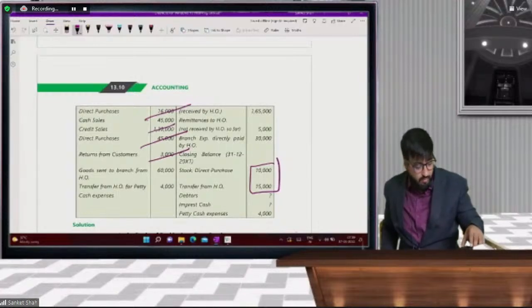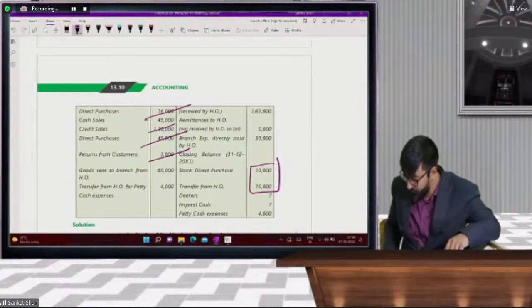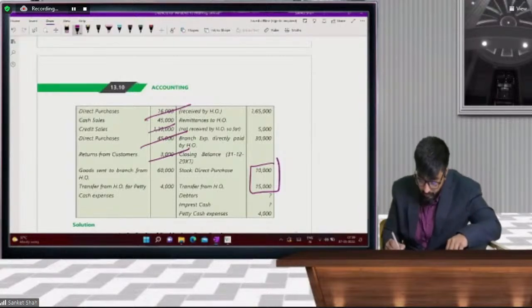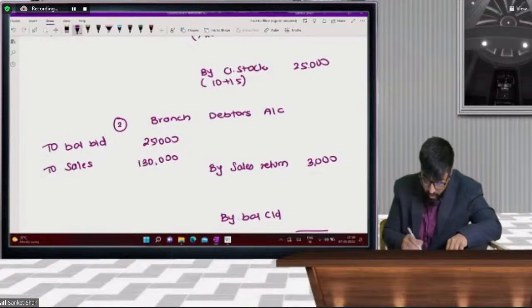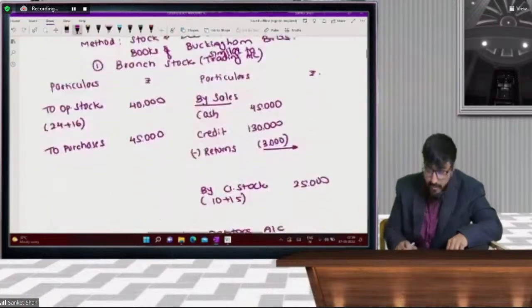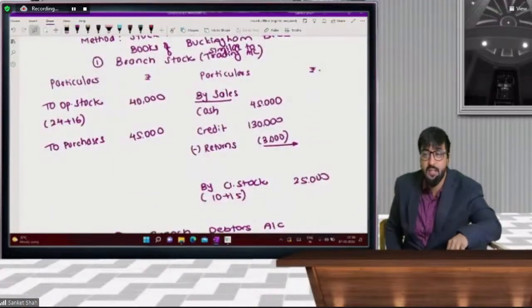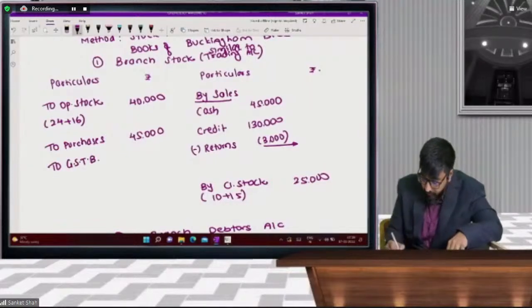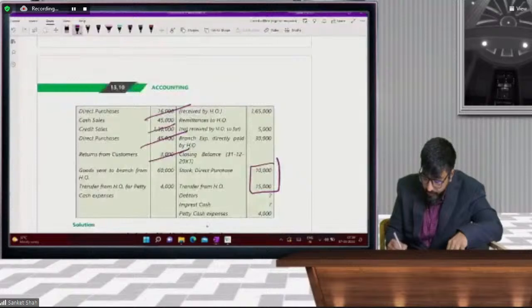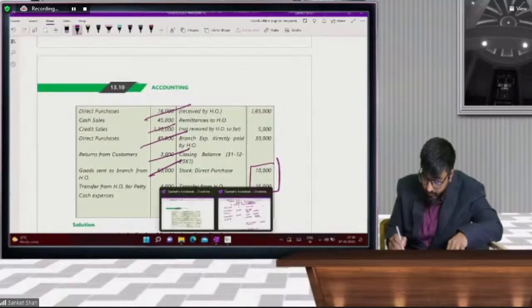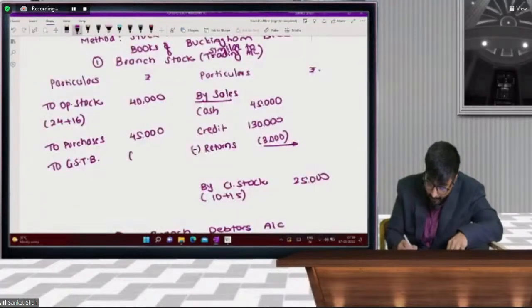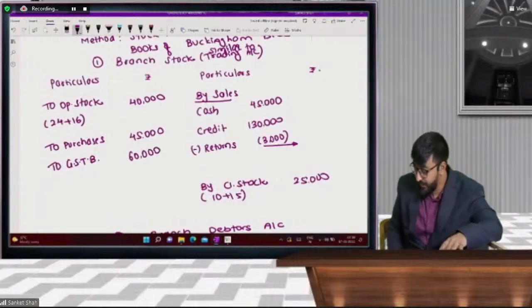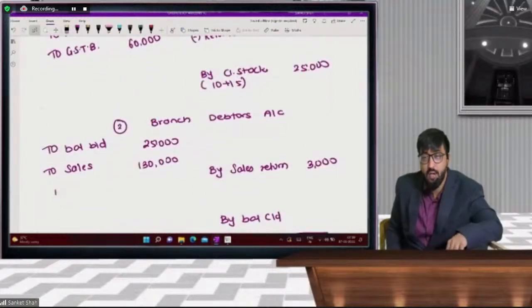Goods sent to branch, sorry. So what is the entry? Goods received, GSTB account debit to HO. GSTB account means your stock is increasing. So I will write below purchases, goods sent to branch. In the exam, please write full forms. 60,000. And the second effect you have to give in the HO account, which we have not opened.